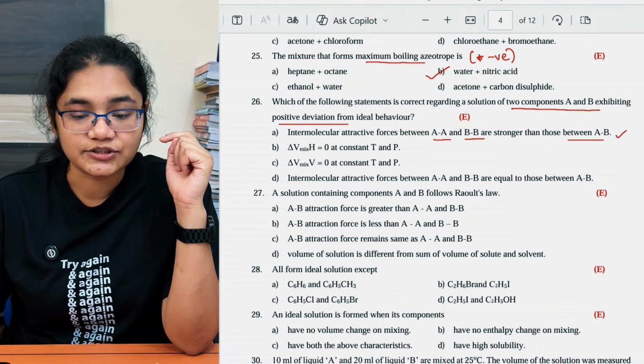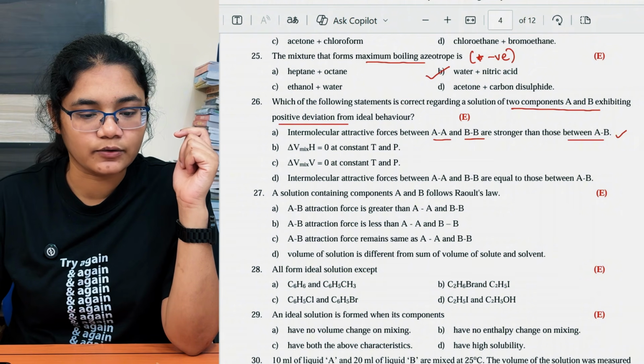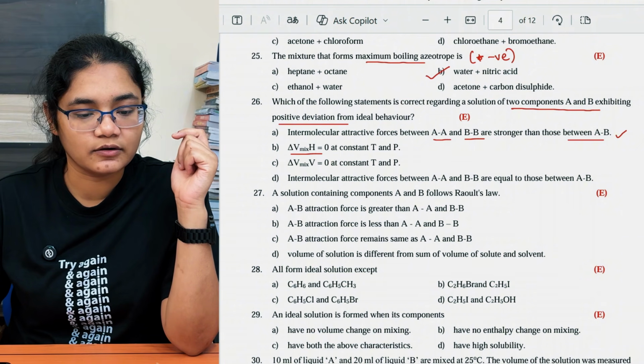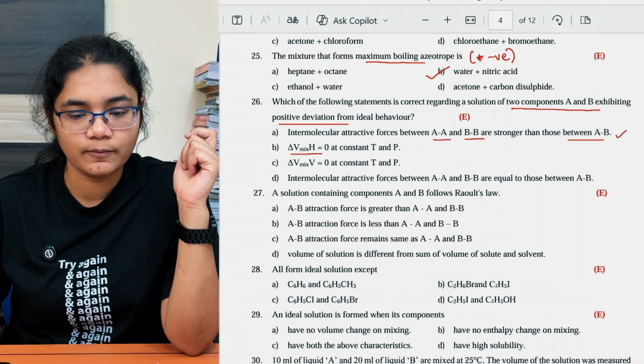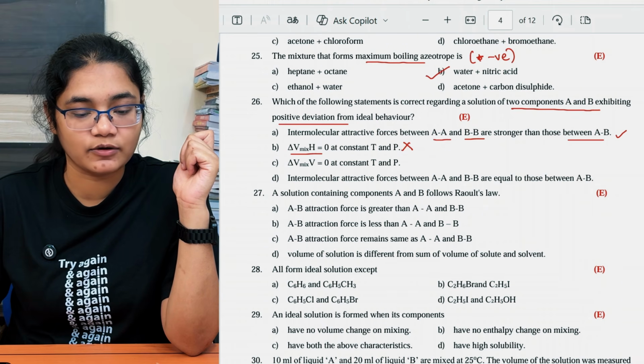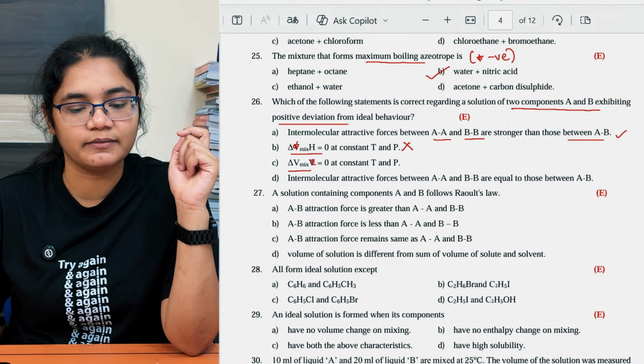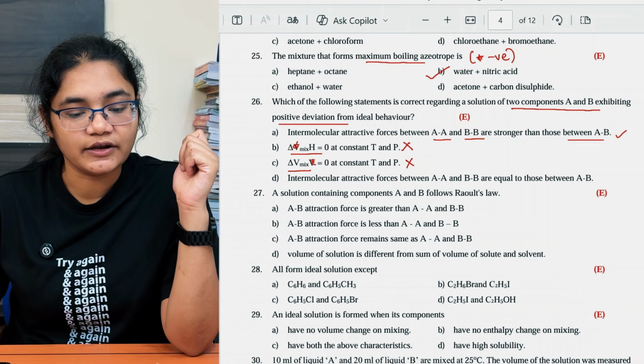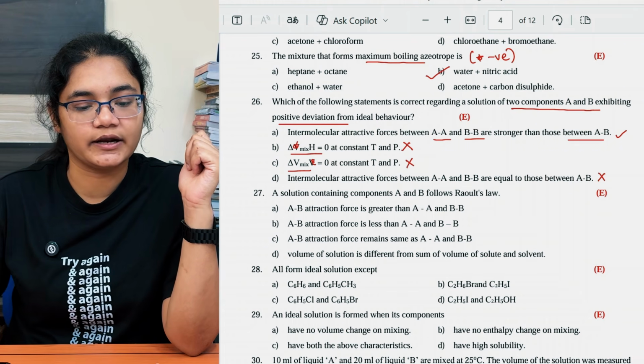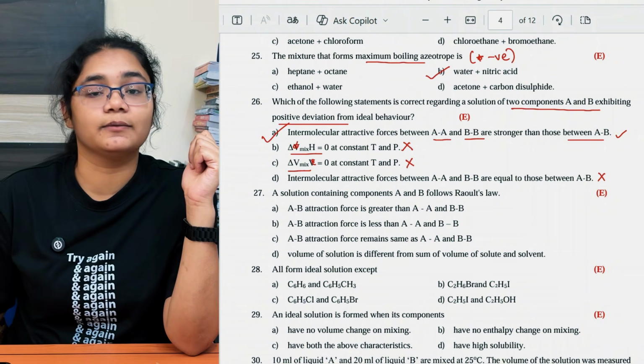The question is asking you which is correct regarding, okay, delta V mix is equal to 0. That is incorrect. Okay, positive deviation, right? It will be greater than 0. Delta H mix and V mix, I think this is delta H mix, this is delta V mix, this is 0, this is also incorrect. Intermolecular forces is equal, this is also incorrect. So the correct statement is option number A here.